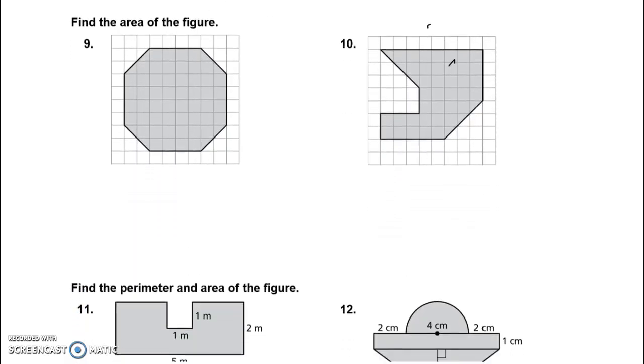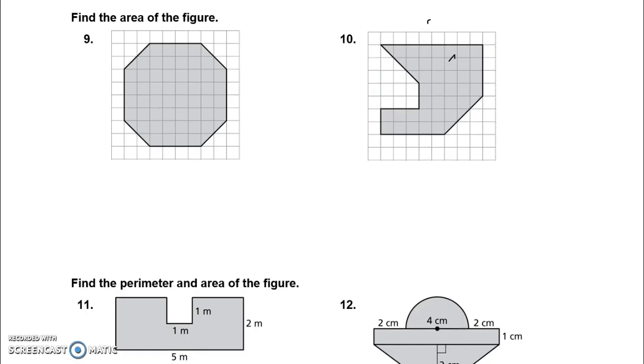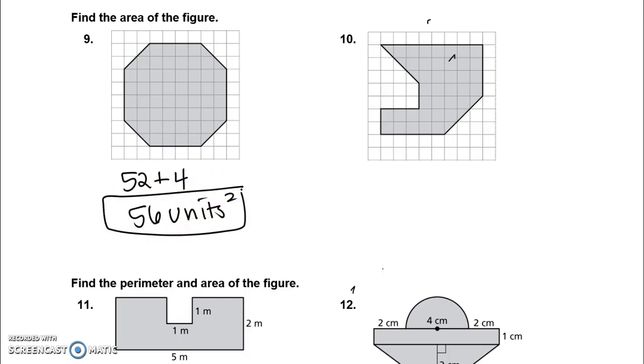Finding the area of the figure, these are simply you count up the boxes. I'm not going to bore you with the counting, but there were 52 full boxes and 8 half boxes, which gives me another 4 full boxes for a total of 56 units squared. And number 10, there were 38 full boxes and approximately 6 half boxes, which made 3 more full, for 41 units squared.